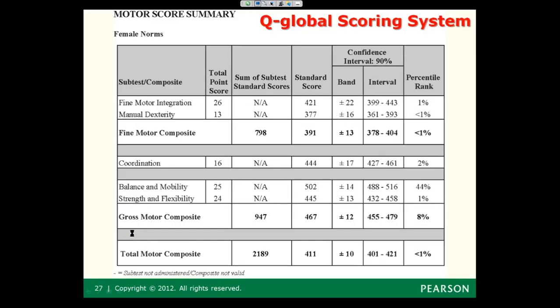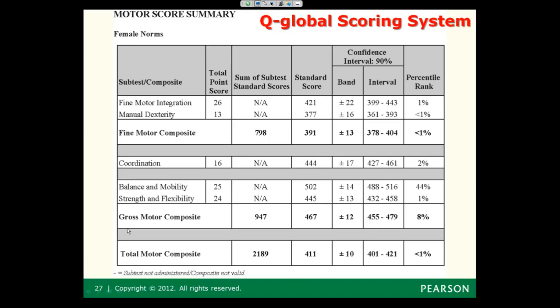If not, just put them in the Q Global scoring system, and it will compute all the scores for you. So let's go over this first sheet here. As you saw, the point score for fine motor integration was 26, and that corresponds to a standard score of 421. Now, we know that, again, 500 is the mean and 20 is the standard deviation. So we're seeing here that Mary had a great difficulty with this test, a percentile rank of 1.